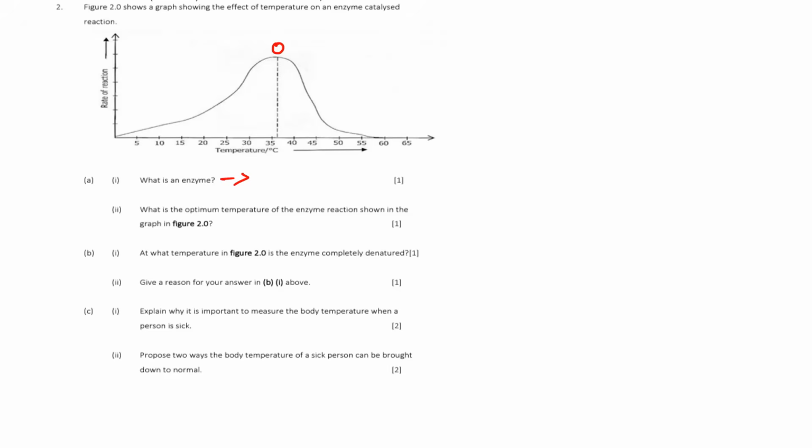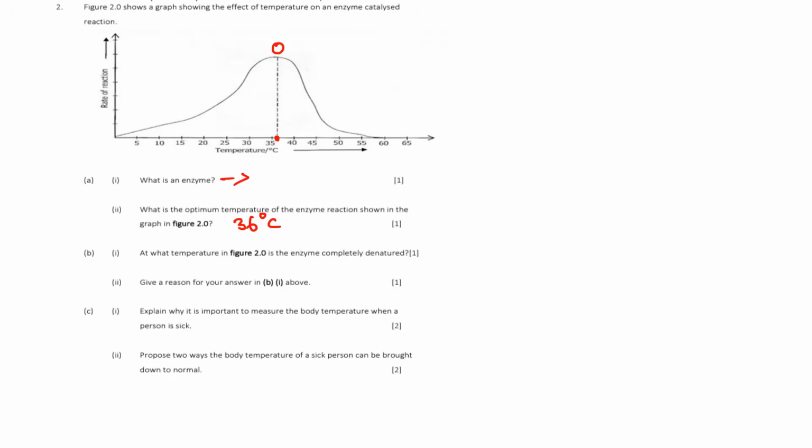So what is the optimum temperature? You look at this part here. So that part I can approximate to be 30. If that is 40, I can approximate it maybe 36, 35.5. I think it should be accepted. But I'm not saying that I'll write all these. I'll just write 36 degrees Celsius.